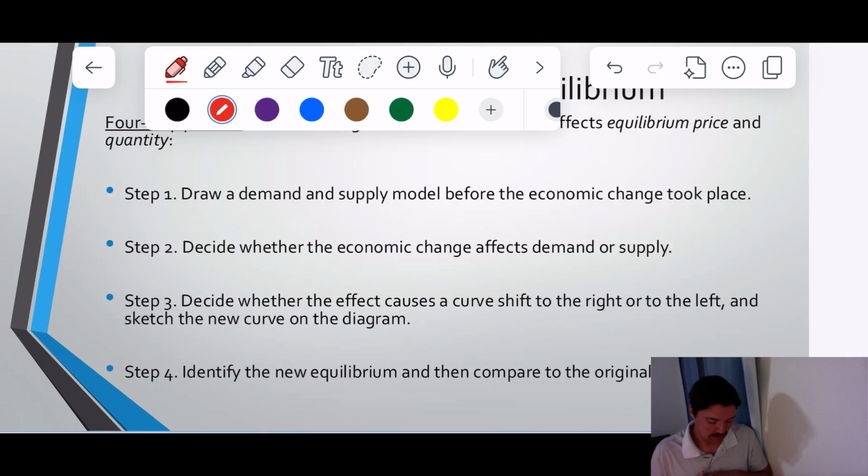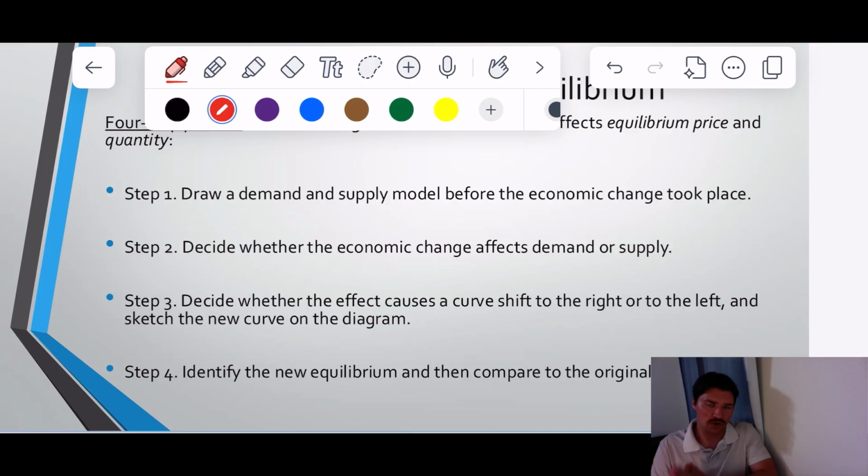So now you got to look at it, okay, because of this economic change, does this change demand or supply? From there, you got to figure out, does this change the curve to the right or to the left? From there, you can just draw the new curve, right? More demand, higher demand, so you shift to the right. Less supply, lower to the left, so you shift the supply curve to the left.